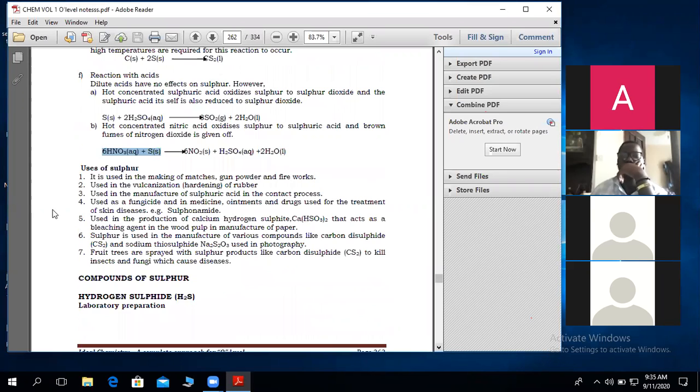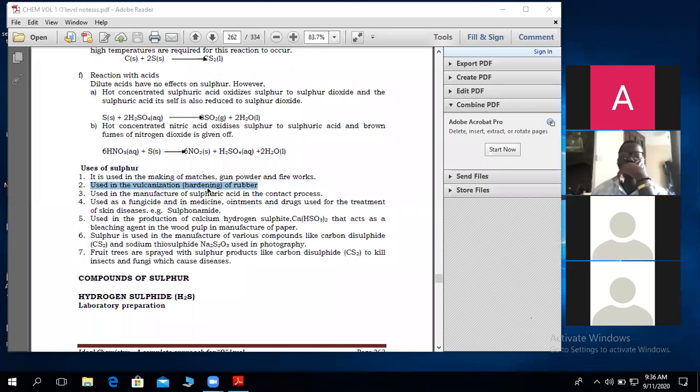Uses of sulfur. Now I will begin with this one. You see, the sulfur that is obtained from extraction is not very hard. We just solidify it, but it was melted at first. So what do we do to that sulfur that is not hard? We heat that sulfur with rubber. That sulfur, when heated with rubber, forms what we call vulcanized rubber. So the process of vulcanization is the process of heating sulfur with rubber.